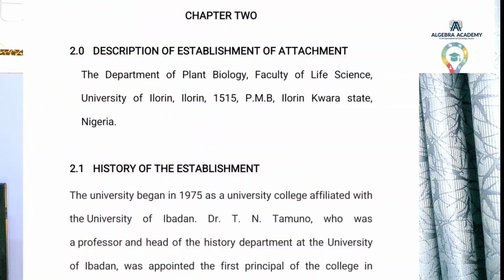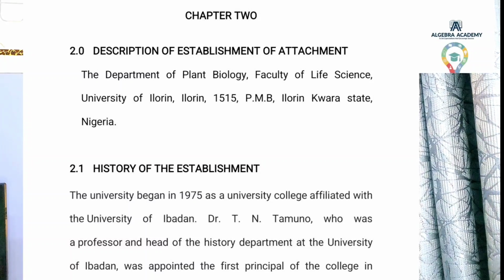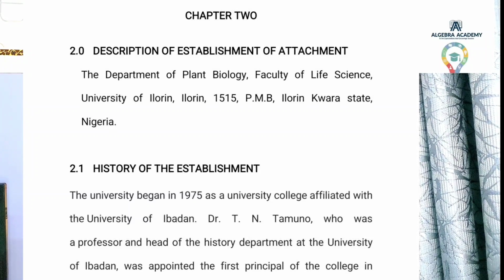Chapter 2, that is when you're talking about description of establishment, where you did your SIWES. That one will not be the same for everybody, because not everybody did it in the same place. It may be different, but you follow the same procedure. So chapter 2, you have 2.0, description of establishment. You are describing your establishment. What does it look like? So 2.1 will be location and brief history. Where is it located? Then brief, we said brief history.